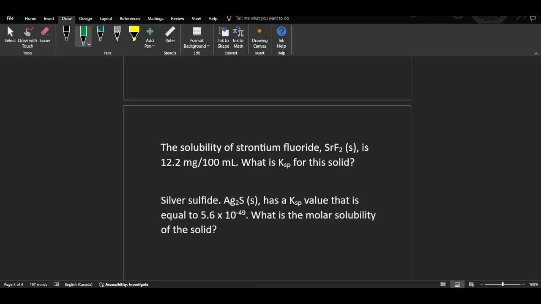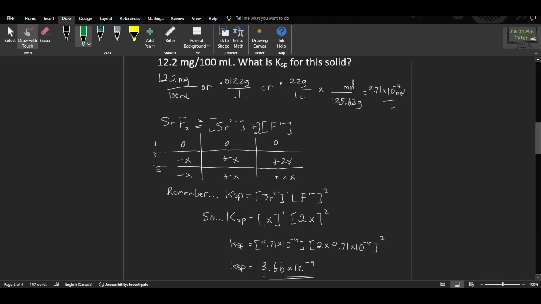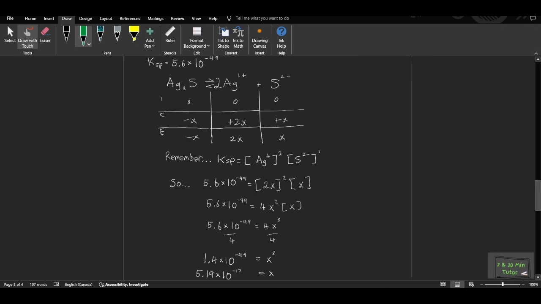These are the 2 green questions of the day. Please try these on your own. I'll be giving you the answers shortly. This is the answer to the first question. This is the answer to the second question.